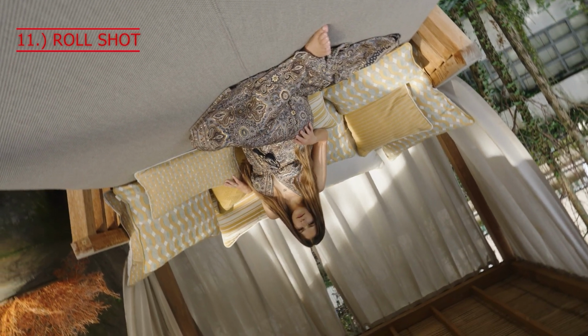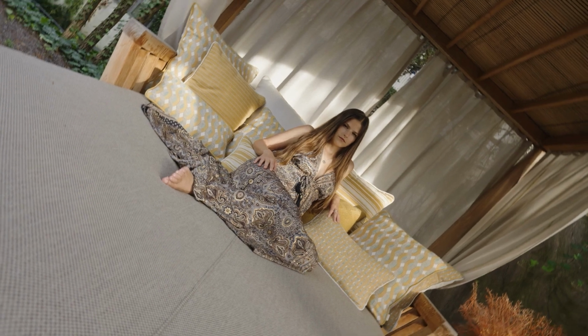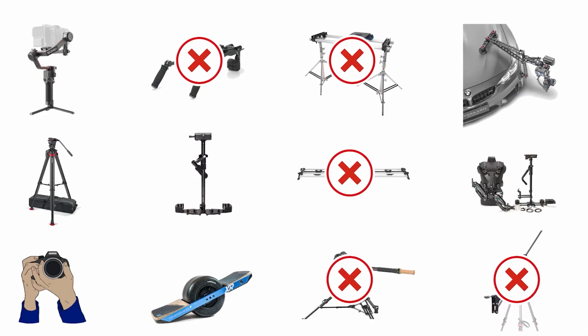That brings us to the next shot, the camera roll movement. This is when the camera rolls around the center axis of the lens. You can get this shot with the gimbal, Steadicam, handheld, or a special camera roll head for the tripod, which is very expensive by the way.